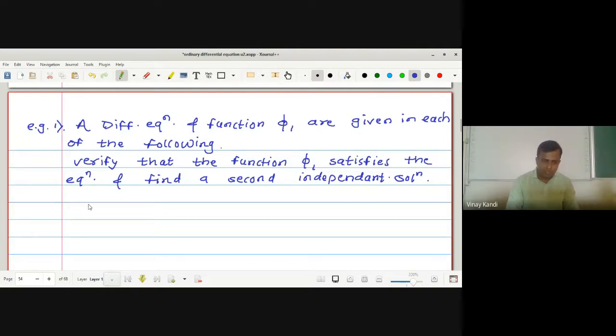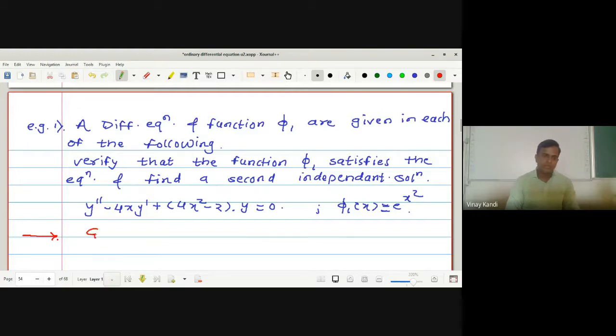For example, this one: y double dash minus 4xy dash plus (4x square minus 2) into y is equal to 0, and we have phi 1 of x is equal to e raised to x square. So using this phi 1 we have to find phi 2, and we have to verify this phi 1 of x satisfies the given equation. Any doubt?